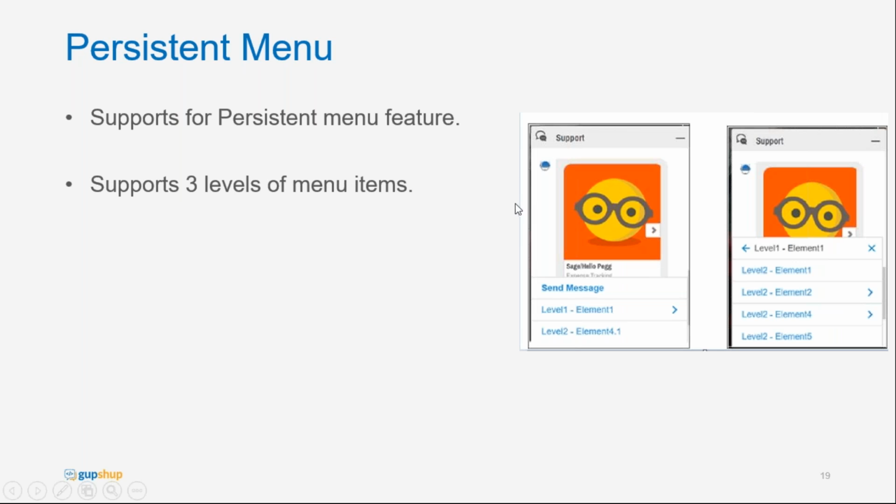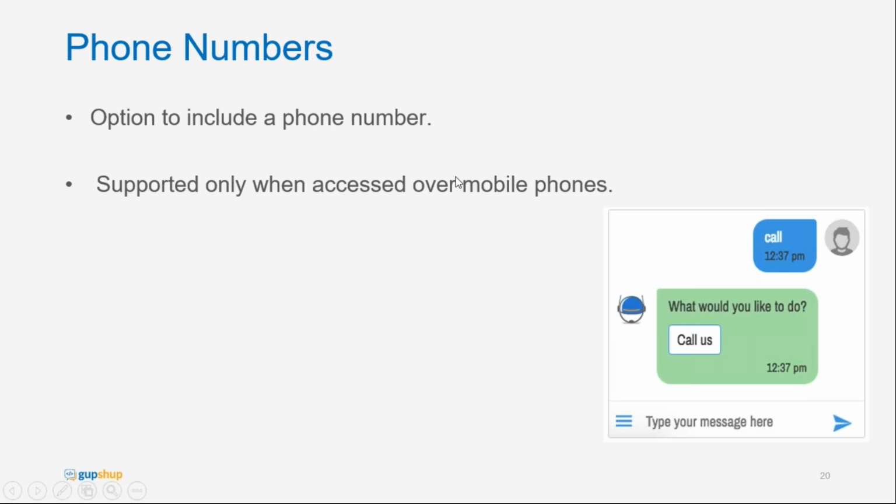It also supports the persistent menu, and it supports 3 levels of menu items. So you can have a level 1 element, then the level 1 element has multiple items in it, and then those items have further menu items inside that. So we do support persistent menu in the web widget as well.